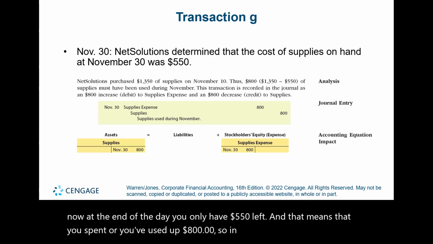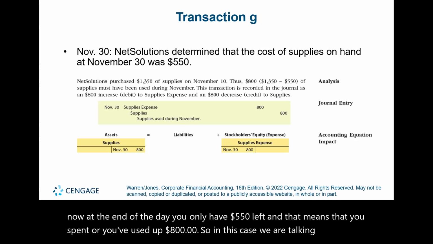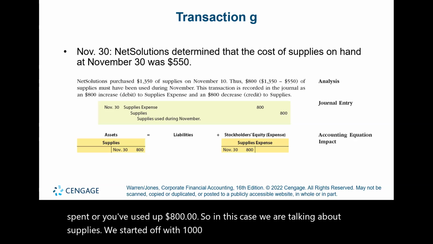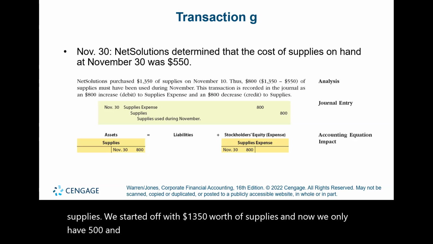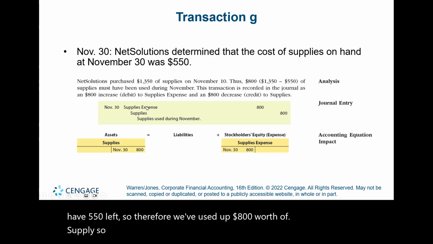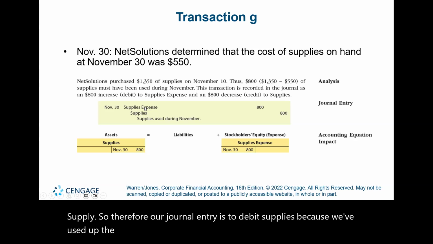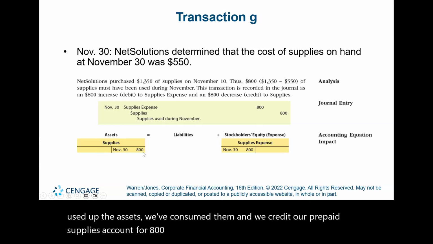So in this case, we are talking about supplies. We started off with $1,350 worth of supplies, and now we only have $550 left. So therefore, we've used up $800 worth of supplies. So therefore, our journal entry is to debit supplies because we've used up the assets, we've consumed them, and we credit our prepaid supplies account for $800 to reduce the balance from $1,350 to $550.